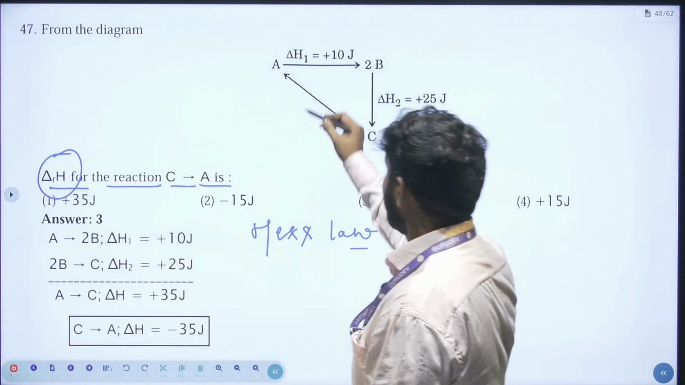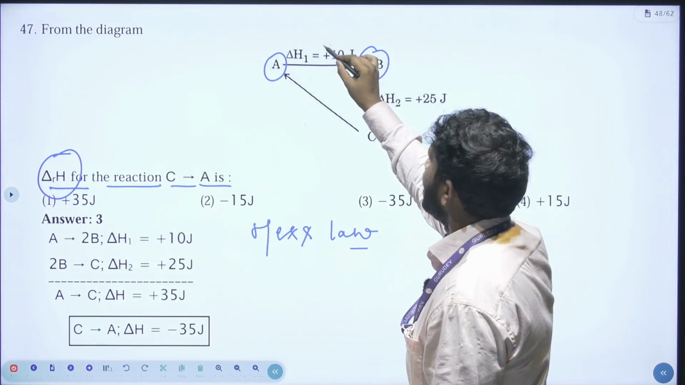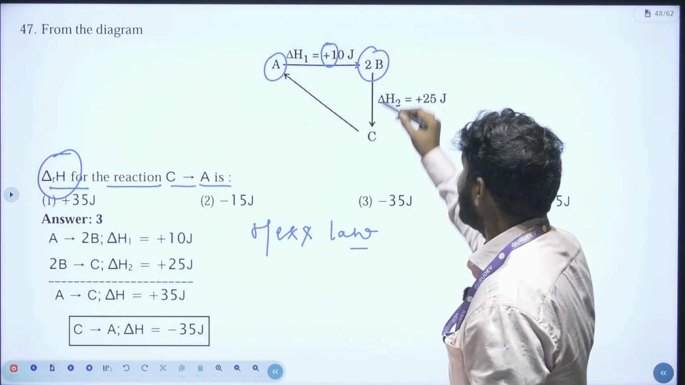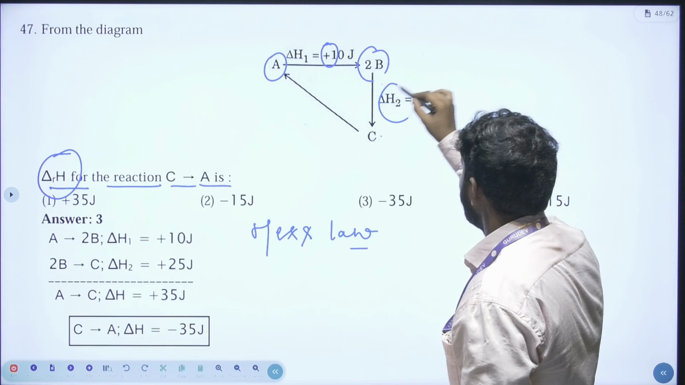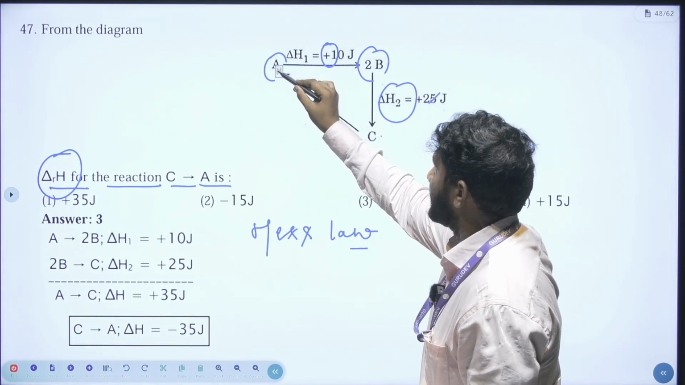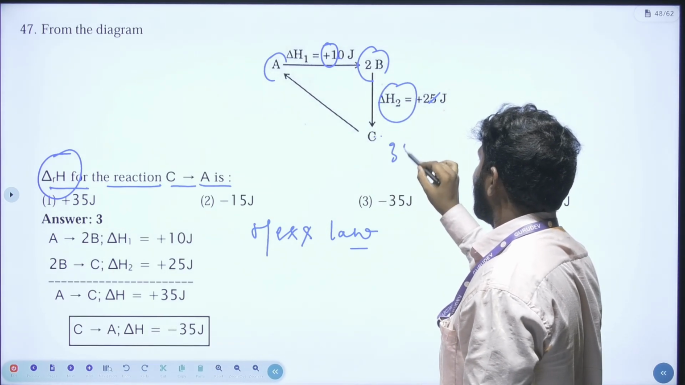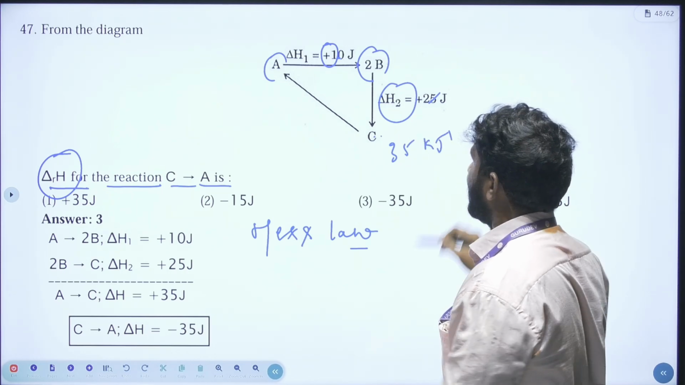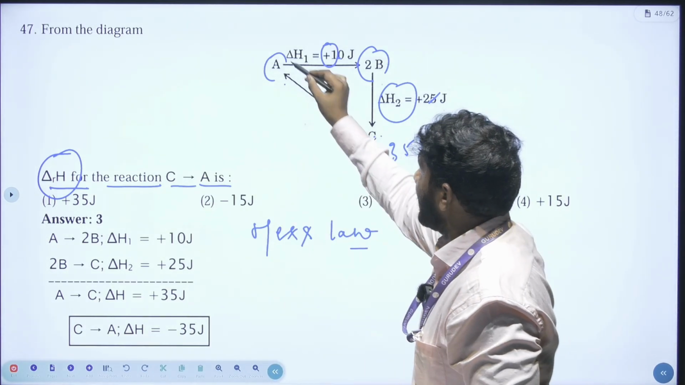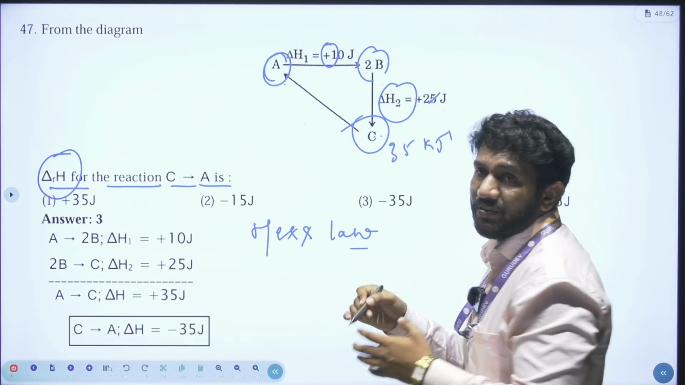So here A to B, so this is decomposition reaction. Here enthalpy change value is positive, means endothermic in nature, and B to C, this is also enthalpy value is positive, endothermic in nature. So overall changes from A to C is 10 plus 25 means 35 kilojoule per mole. So A to C is endothermic in nature, means absorption of heat takes place.